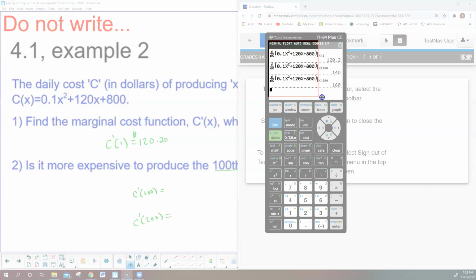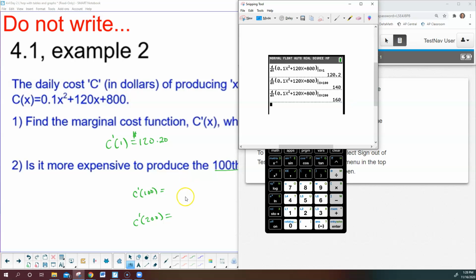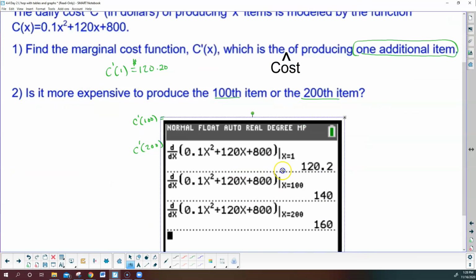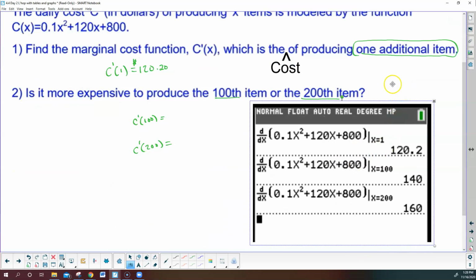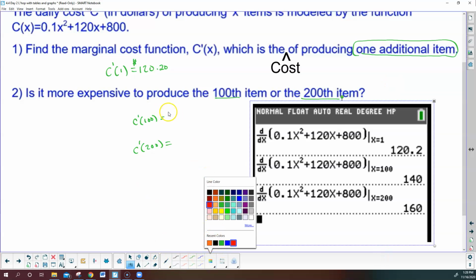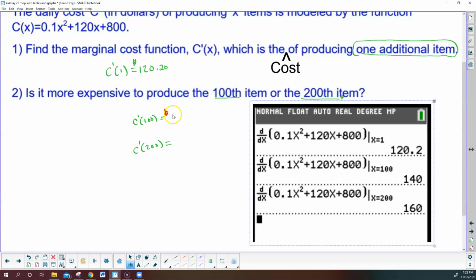All right. So if I ever want to evaluate a derivative at a specific point, and I don't have to show my work, you can use your calculator.